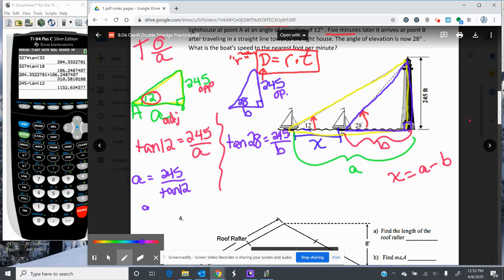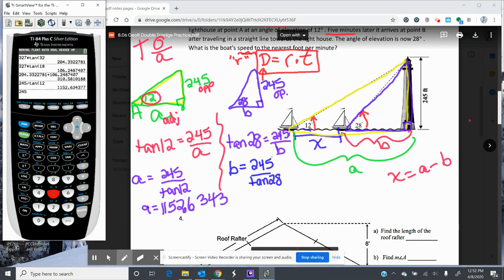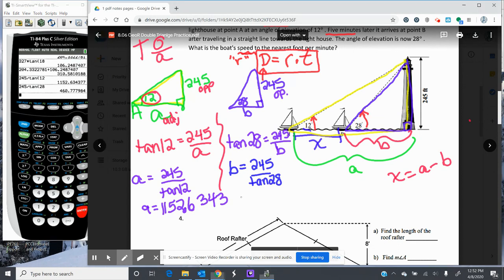We'll get A to be 1152.633. So I'm going to leave that for a second. And then when we're solving for B, we're also going to take 245 and divide by tan 28. So 245 divided by tan 28 is the other measure. We get B is 460.7779. So again, I like those measures to 4 decimal places because those are just parts of our answer.